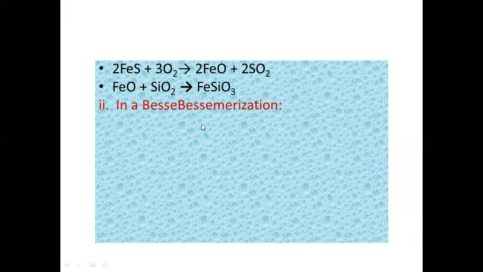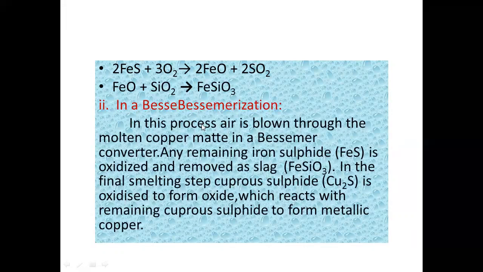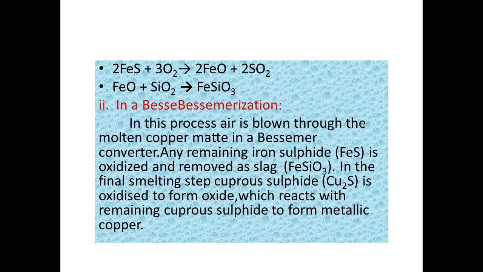Bessemerization. In the Bessemerization process, air is blown through the molten copper matte. Matte, I told you, is a mixture of molten iron sulfide and copper sulfide, in a special apparatus called the Bessemer converter, and any remaining iron sulfide. Most of the iron sulfide is oxidized into iron oxide, but still some of the iron sulfide is left. So that iron sulfide is oxidized and removed as a slag, and that slag is iron silicate.